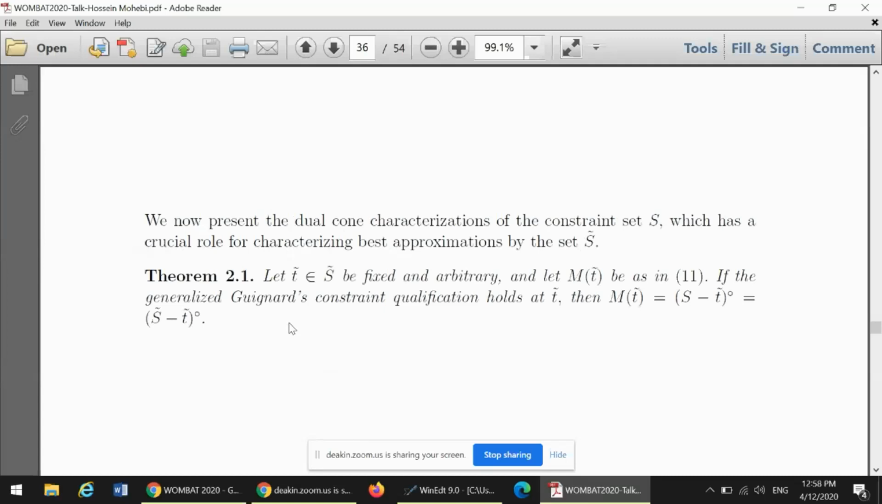The following theorem has a crucial role for characterizing the best approximation. In fact, this result gives a dual cone characterization of the constraint set S. For T tilde in S tilde, we have M of T tilde is equal to the dual cone of S tilde minus T tilde. This is important. In fact, this result is the main result.